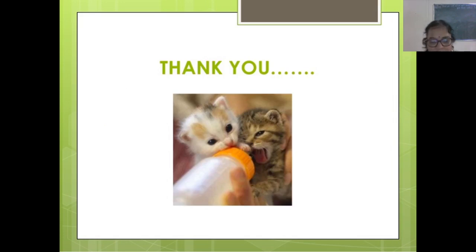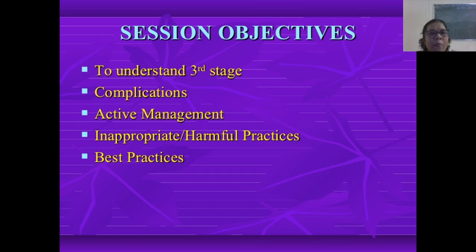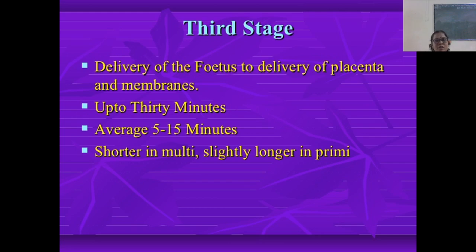Now we will see the active management of the third stage of labor. The objectives are to understand the third stage, to prevent complications, active management, and that inappropriate or harmful practices should be avoided and best practices must be instituted. Next, delivery. The third stage is nothing but delivery of the fetus, delivery of the placenta and membranes.